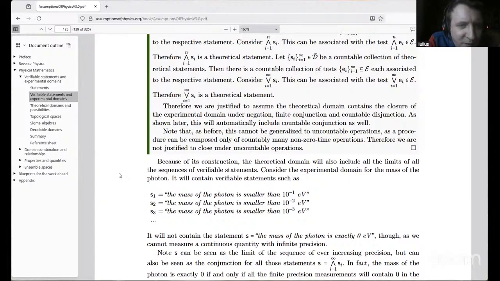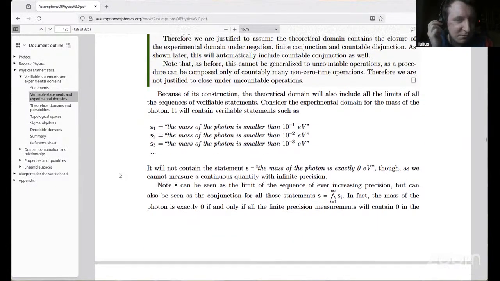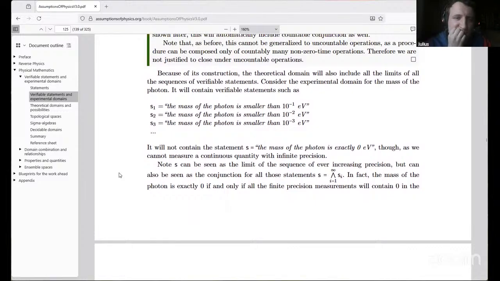Note that, as before, this cannot be generalized to uncountable operations, as a procedure can be composed only of countably many non-zero time operations. Therefore, we are not justified to close under uncountable operations. Because of its construction, the theoretical domain will also include all the limits of all the sequences of verifiable statements.